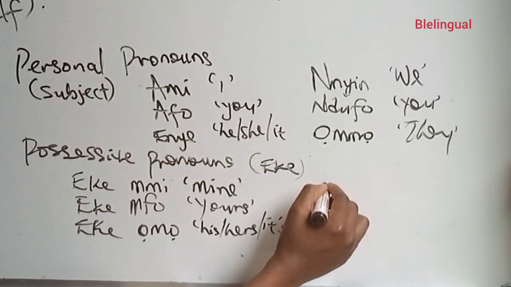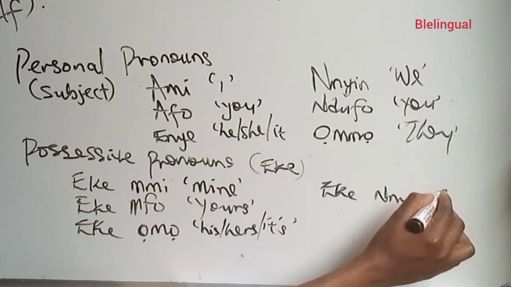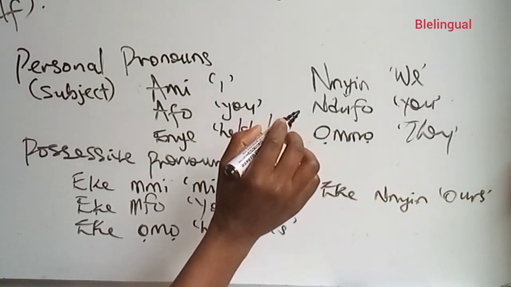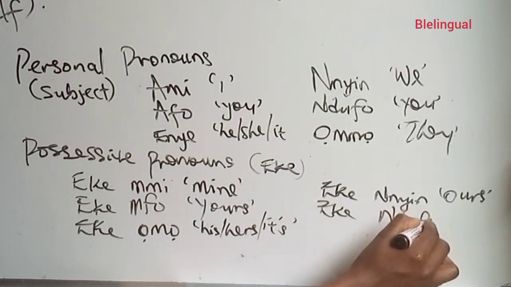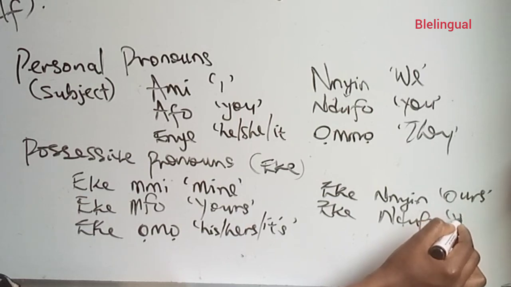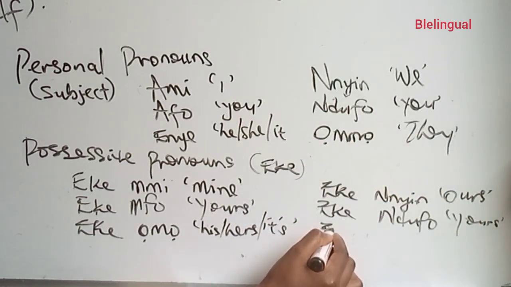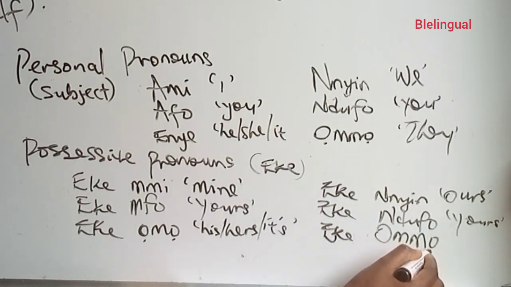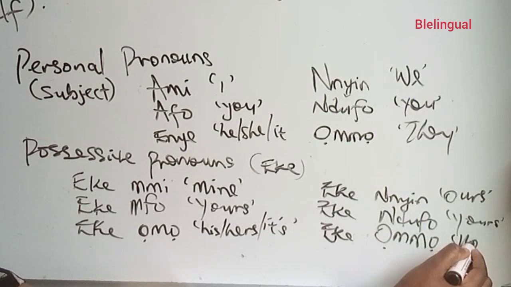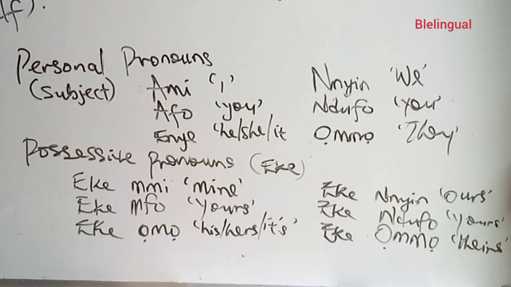Then for the first person plural, we had ekenyan, ours. For the second person plural, eke ndufo, that is yours. Then for the third person plural, we had eke ommo, that is theirs. Check the description section for the link to this lesson.